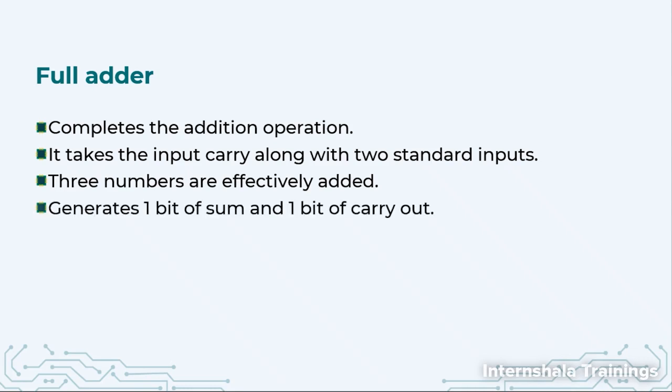When we add three numbers whose values are either 0 or 1, the minimum sum can be 0 and the maximum number that can be generated is 3. To represent any number between 0 to 3, we need 2 bits. So the output is going to be 2 bits. One of them will be called sum and one of them will be carry.